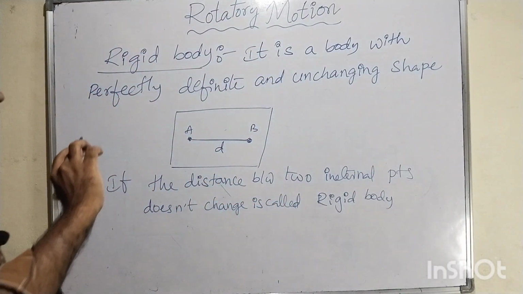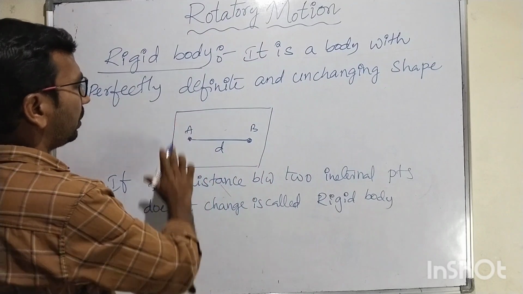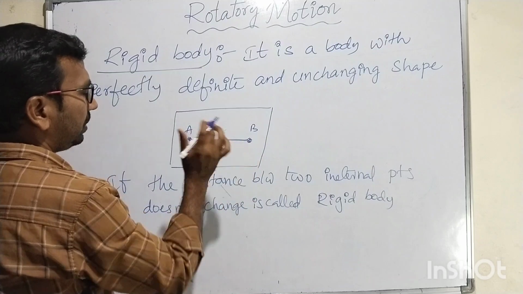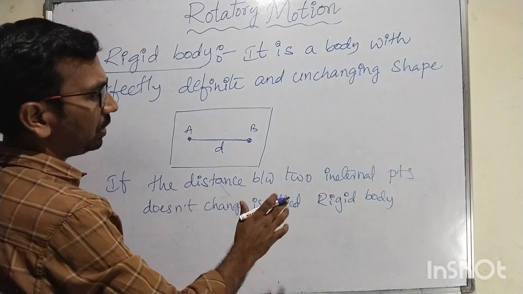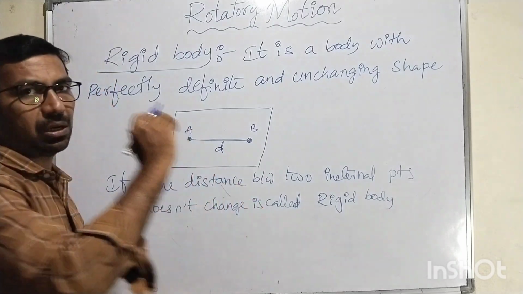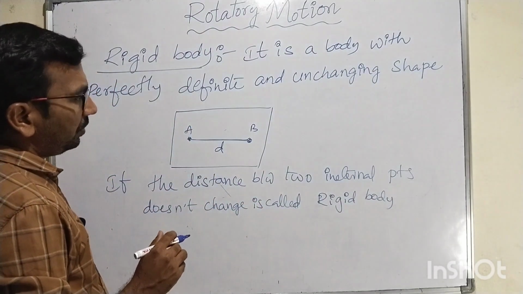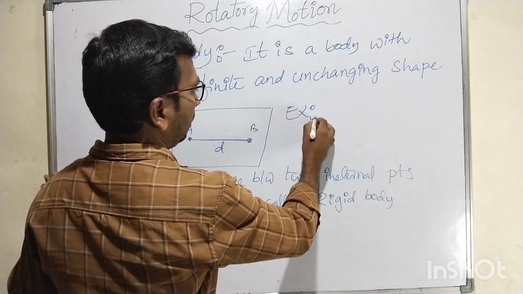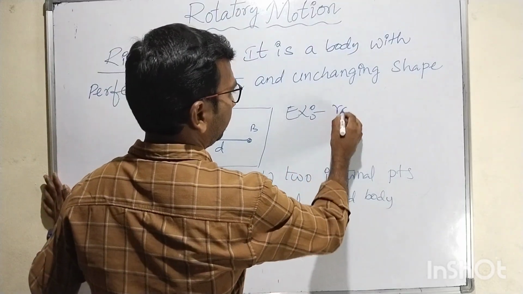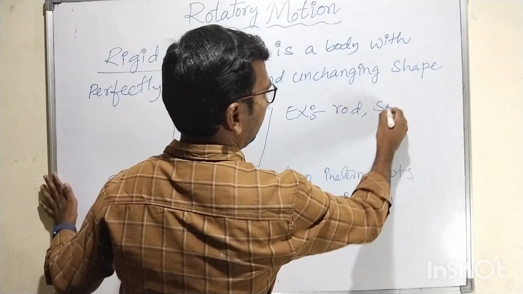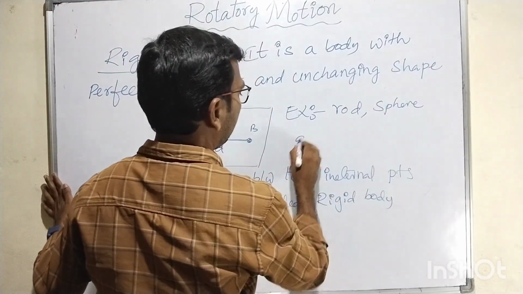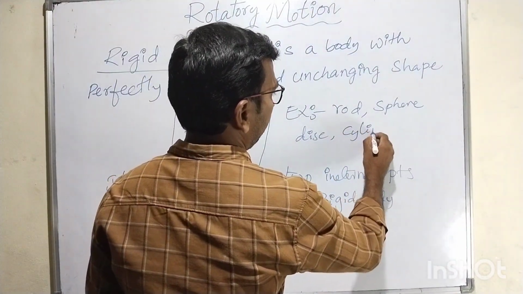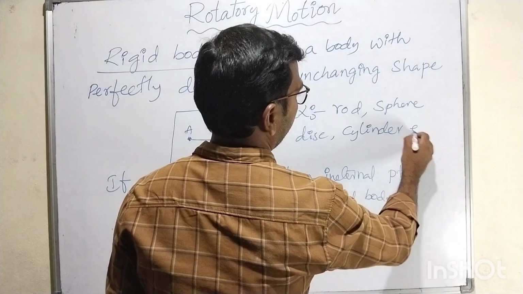So it is a body with a perfectly definite and unchanging shape. Suppose I consider a body with points A and B, and the distance between these two points is D. If the distance between two internal points does not change, it is called what? Rigid body. Okay. Examples of rigid bodies: rod, sphere, disc, cylinder, etc.